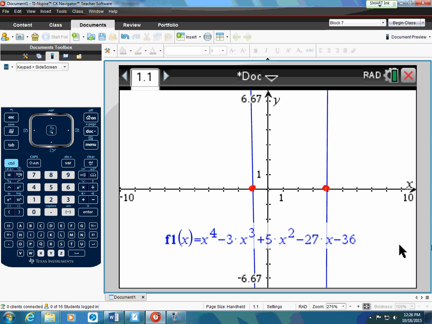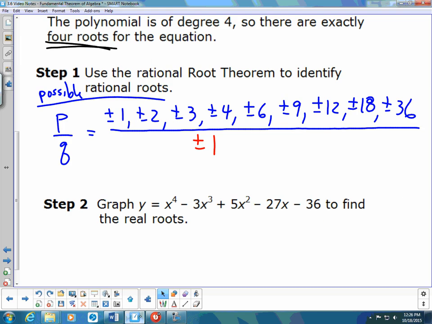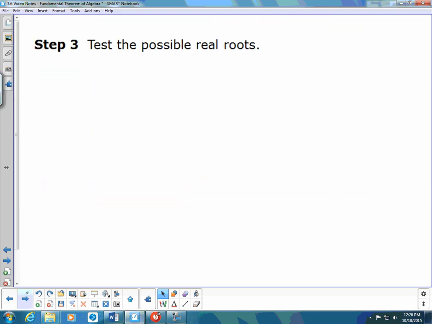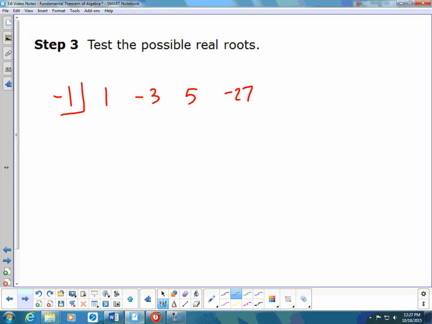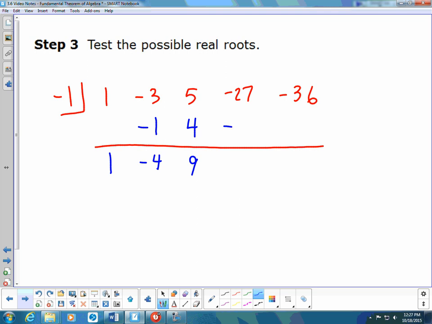So let's test those next. Let's test -1, for example. If I do this, I get 1, -3, 5, -27, -36. So we're doing synthetic division here. I'm going to bring down my first number as a 1. I'm multiplying, and adding here. I get a -4. I multiply the -1 and the -4, and I get +4. I add, I get 9. I multiply, I get -9. I add, I get -36. But multiplying that by a -1, I get a +36.